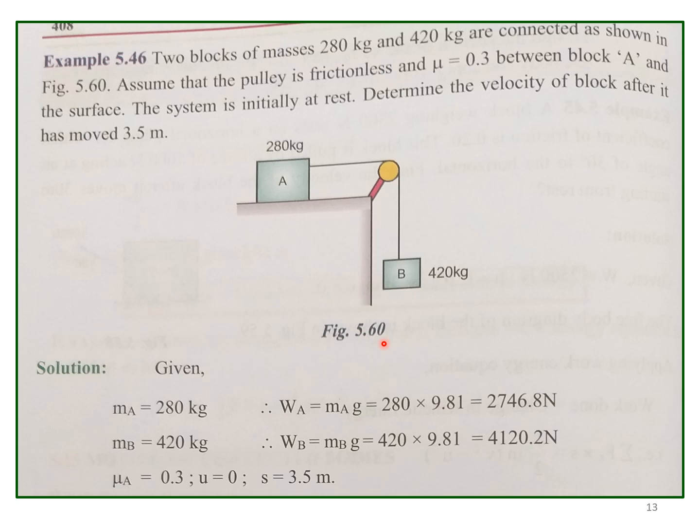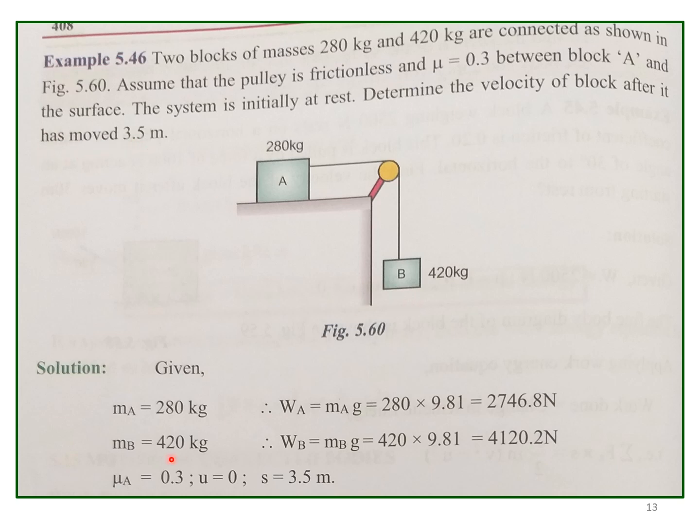Now coming to the second problem. Here you have two blocks. The first block has a mass of 280 kg and the second block has a mass of 420 kg. Again, this one is not supported anywhere, whereas this block is resting on a horizontal plane and the coefficient of friction is given as 0.3. Again, the system is initially at rest, that means that u is equal to 0. So you have to find again the velocity of the block after it has moved 3.5 meters.